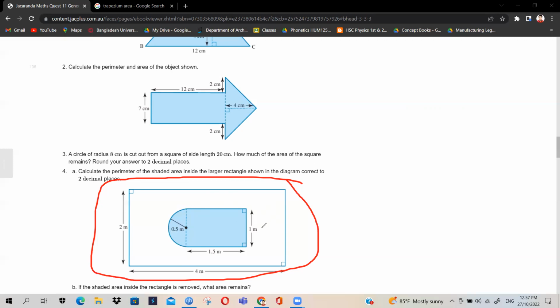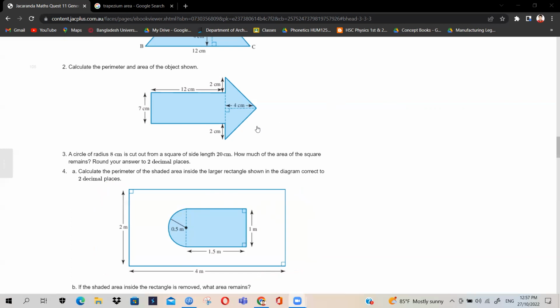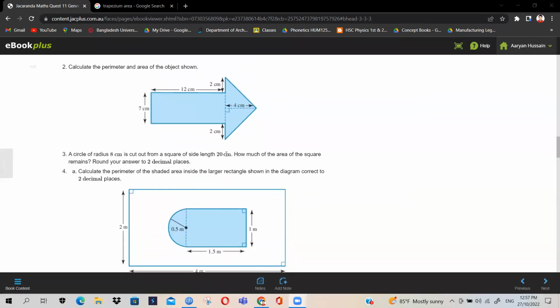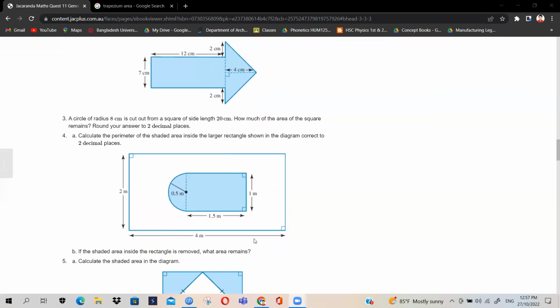2 times 0.5 times pi divided by 2. Yes. Okay. Good. So if you understand that, then that is good. Okay. All right. And if the shaded area inside the rectangle is removed, what area remains? Now there's a very important thing to understand. I don't know if that is what the question is trying to say. Shaded area inside the rectangle is removed. Okay, not the whole diagram that is removed. It's the shaded area inside the rectangle. That is what is removed.